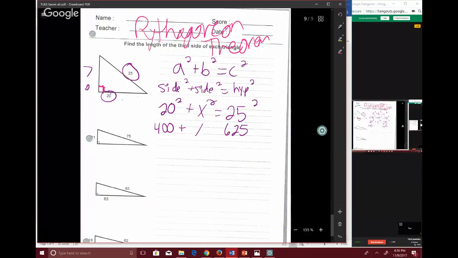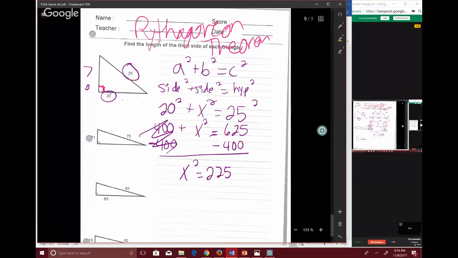So 400, and then x squared we still can't do anything with because we can't square an actual letter. We can't find out what the squared version of a letter is. So we've got 400 plus x squared equals 625. Now you're going to switch to algebra. And all you're going to do is isolate that letter that we don't have. That's just like an algebraic equation. We just get rid of that. And that tells us that x squared equals 225.